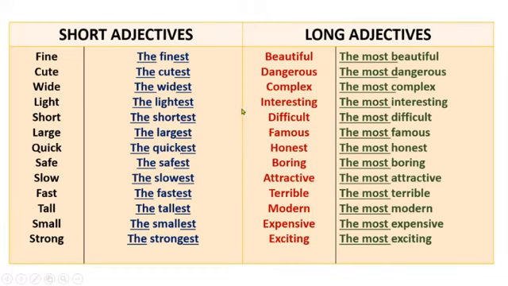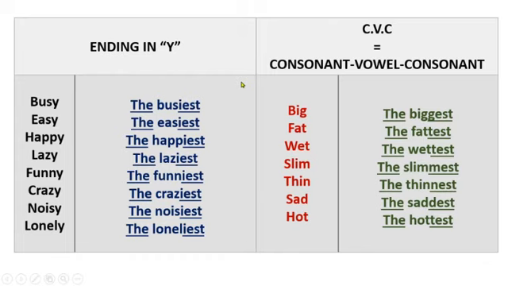Now, luckily for you, short adjectives and long adjectives are like in comparative words. If you remember well, short adjectives were those with one syllable or maybe two syllables, and long adjectives were those with 2, 3, 4, 5 syllables. Don't forget that. Now, in addition, we have the same rules in superlative expressions as in comparatives.